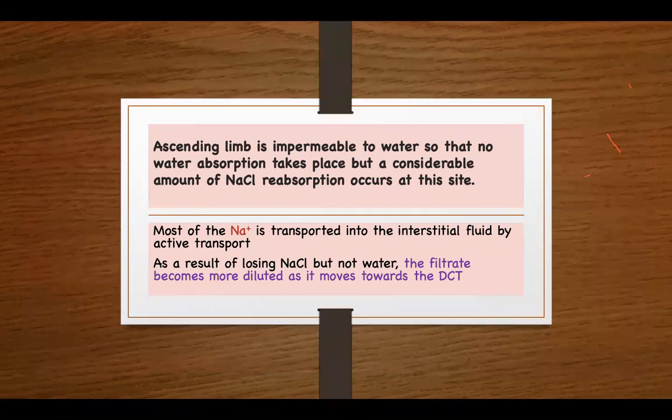But here, a considerable amount of sodium chloride will be reabsorbed. Most of the sodium is transported through active transport, and because at the ascending limb of the loop of Henle a lot of salt is taken back but not water, the filtrate will become a little bit diluted. All this time coming from the proximal convoluted tubule, it was concentrated because water was continuously reabsorbed through osmosis. But once it moves towards the distal convoluted tubule, because the ascending limb is impermeable to water, the filtrate becomes more diluted.